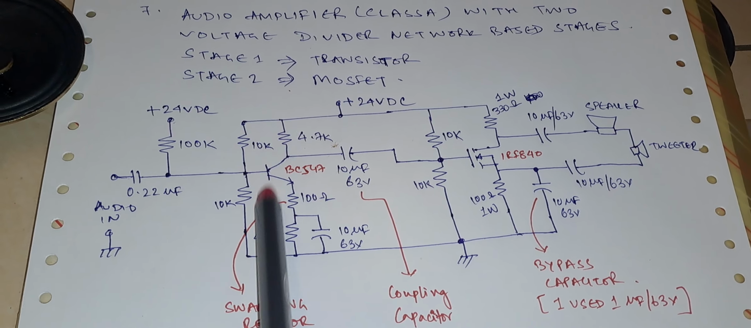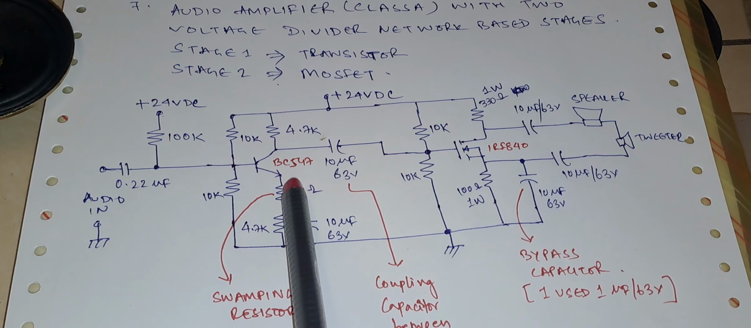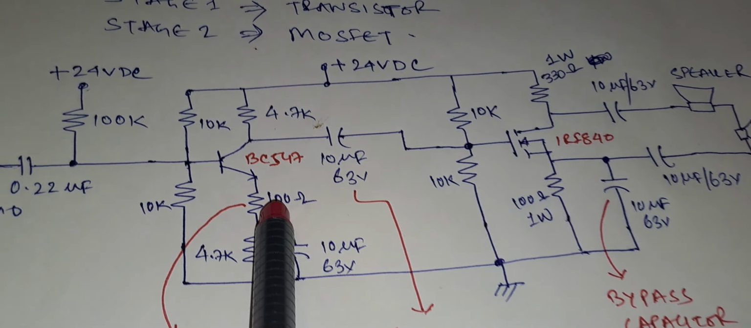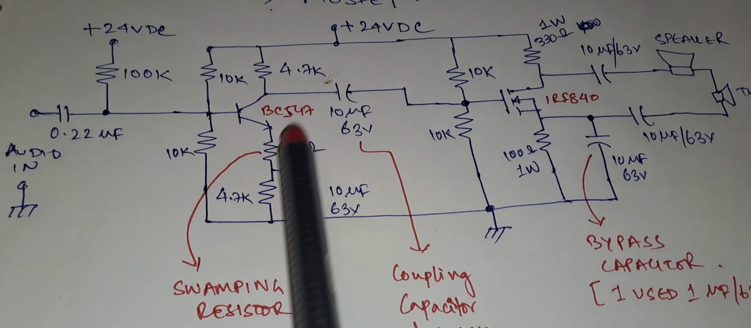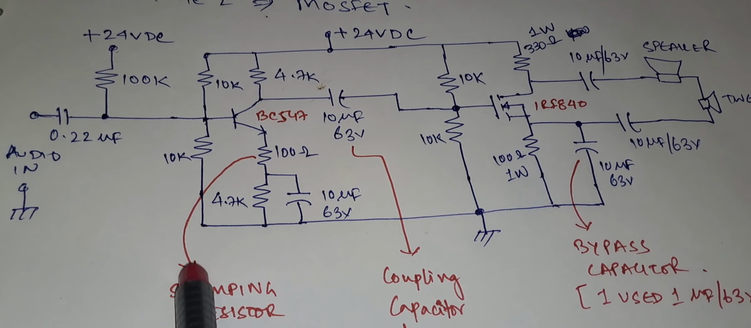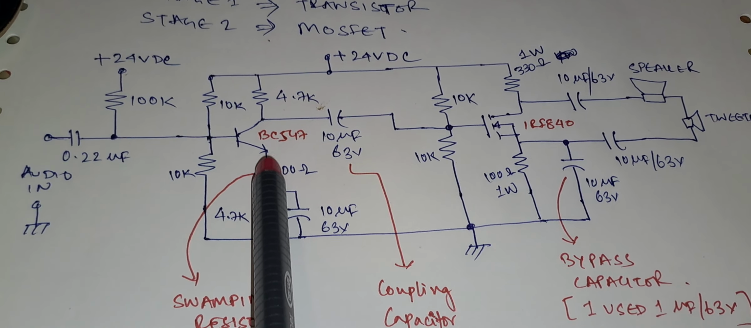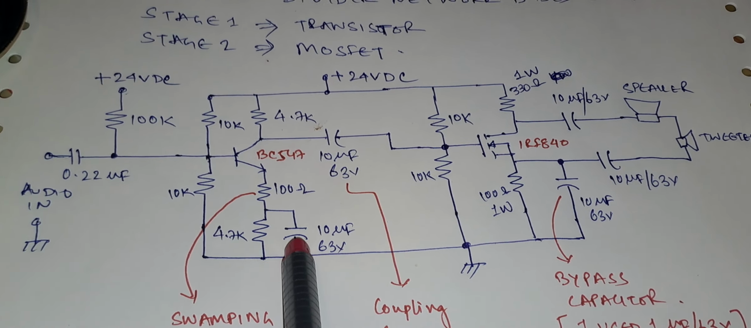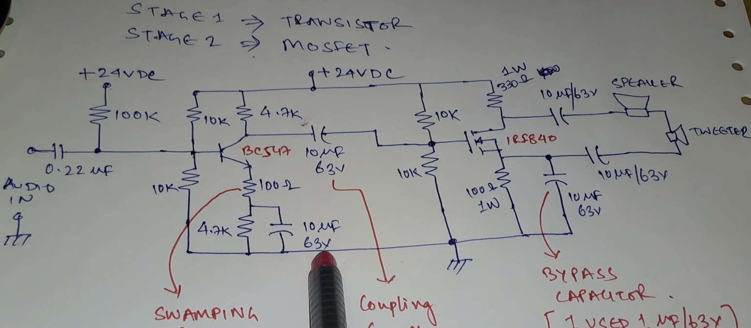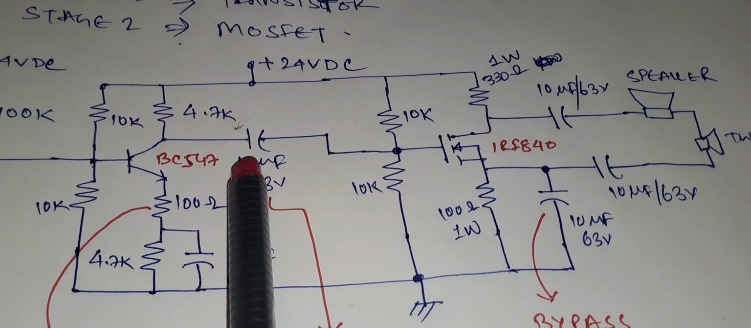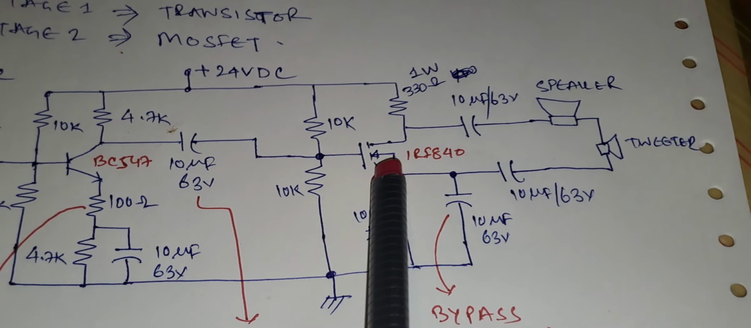As you can see here, there is a voltage divider network and there are biasing resistances as well. Here, this is very important: I have added a swamping resistor. You can see I have added a 100 ohm swamping resistor. This resistor is very important for the gain enhancement. There is a bypass capacitor also, 10 microfarad 63 volt. The output is taken from the collector, with a 10 microfarad 63 volt capacitor coupling it to the MOSFET section.